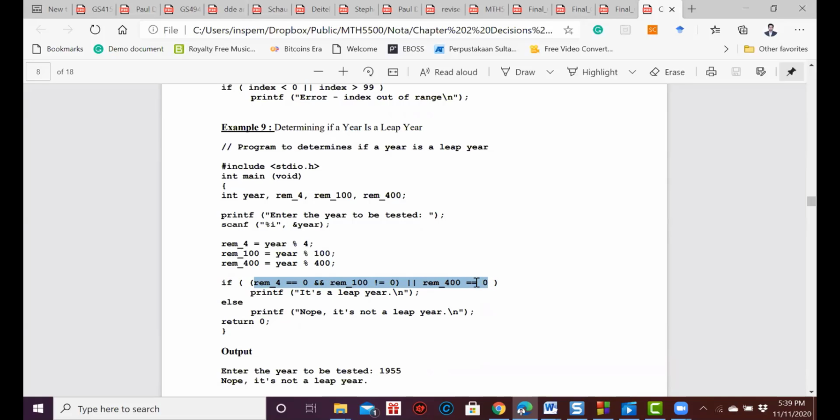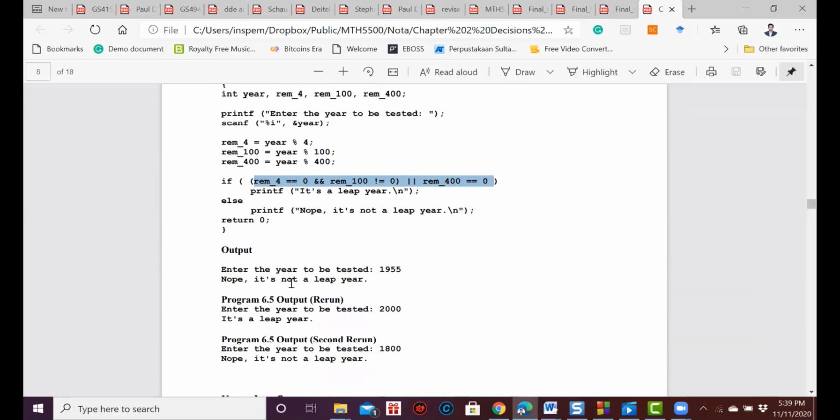So this one is an example of a combination of AND and OR, compound conditions. So we have three conditions here, compounding all three possibilities in the if-else statement. If all of these conditions are satisfied, then the message is leap year. Otherwise, we print not leap year. Okay, so very simple.